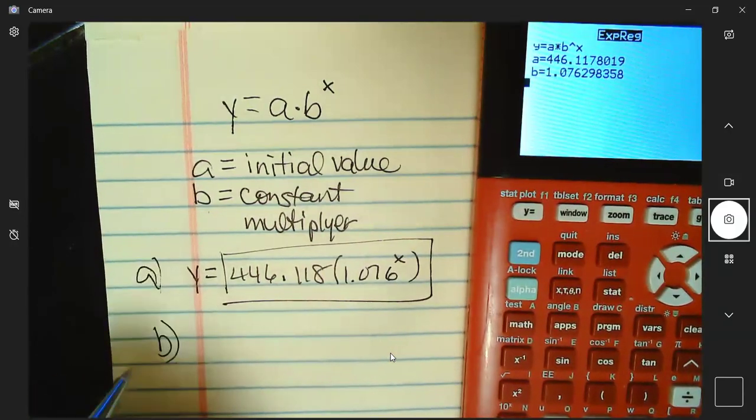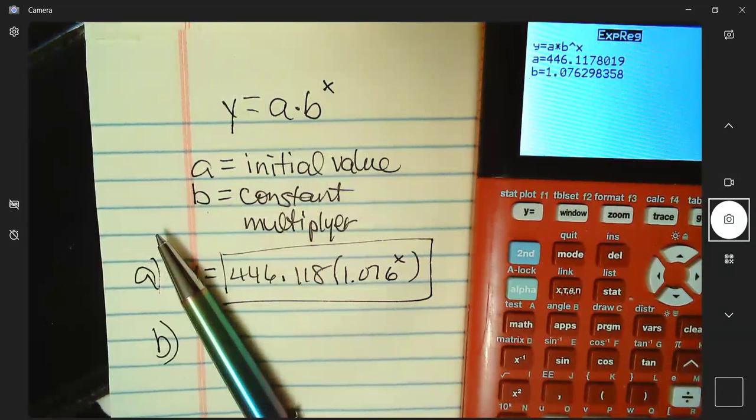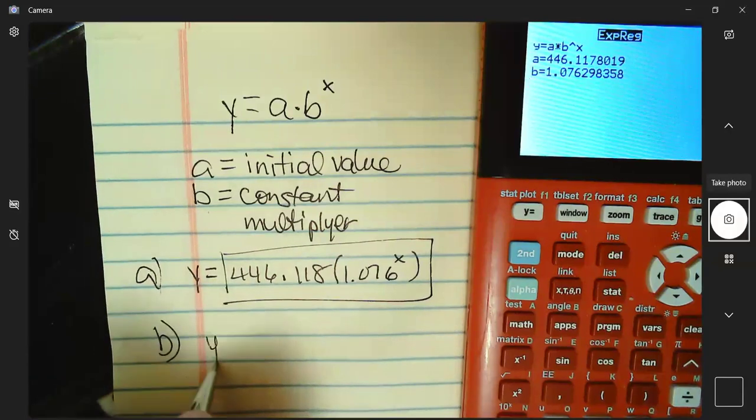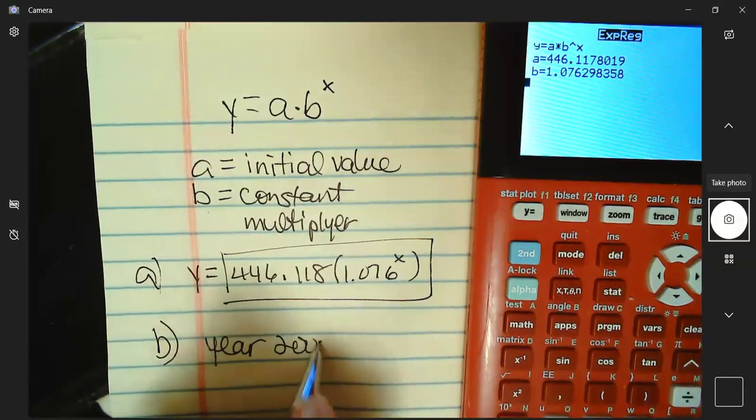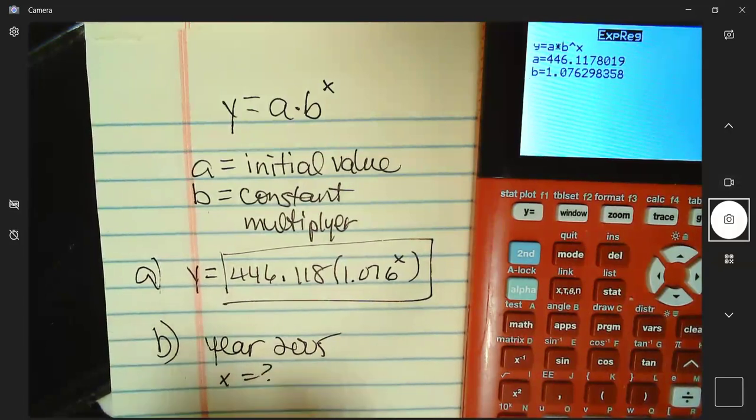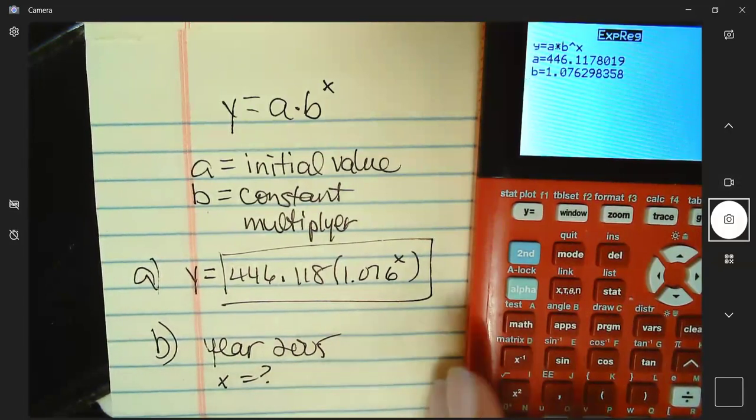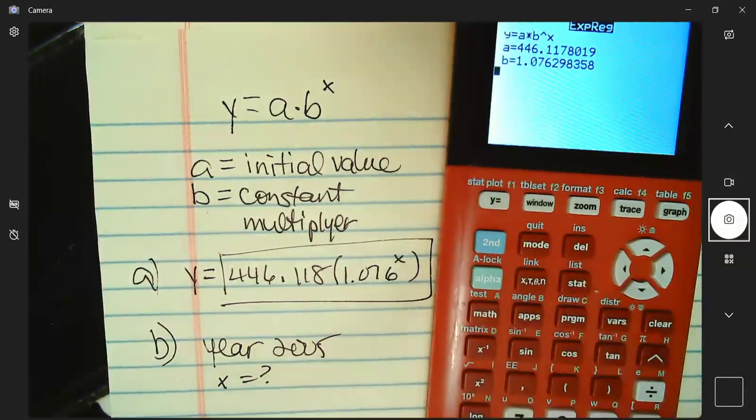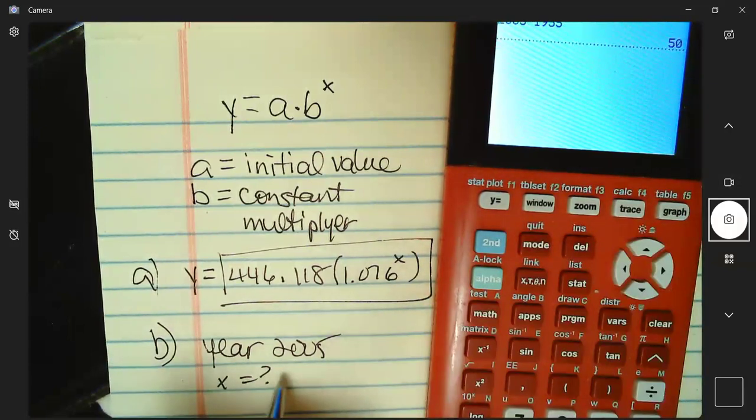Now part B, let's see, what was the year it was asking for? I'm just taking a look here. What will the country's total personal income be in 2005? Okay, so at the year 2005, we have to figure out what X value that is. So we have to figure out how many years past 1955 is 2005. I believe that's 50 years, but if you don't know for sure, you can always take the year you're being asked about and subtract the start year. So it tells me 50 years. So X is 50.